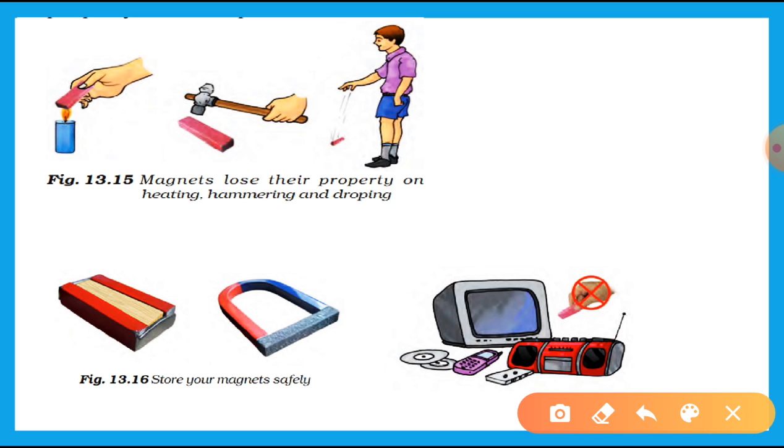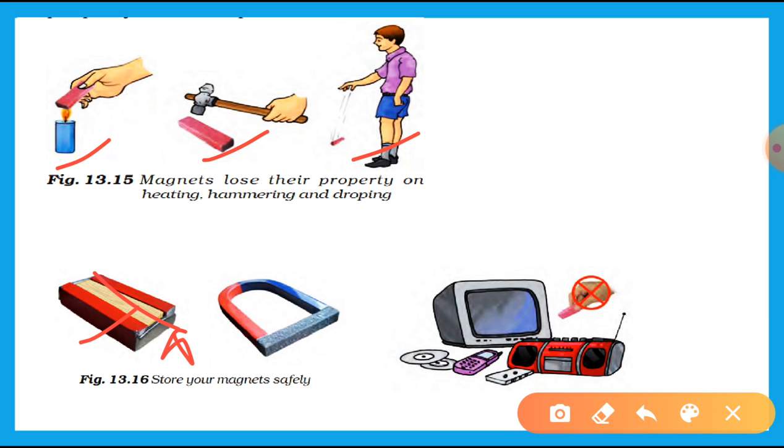This picture shows you what you have to not do: heating, hammering, dropping the magnet. Look, magnets also become weak if they are not stored properly. To keep them safe, bar magnets should be kept in a pair with unlike poles on the same side. Here you can see this image. They must be separated by a piece of wood, while two pieces of soft iron should be placed across their ends. Here you can see that iron.